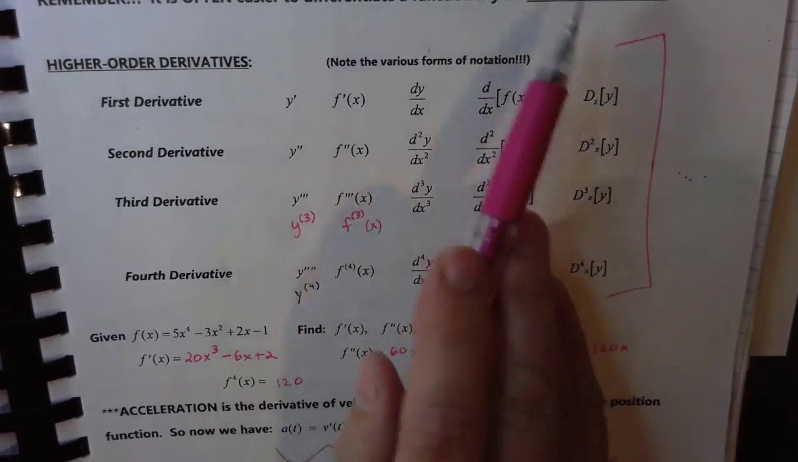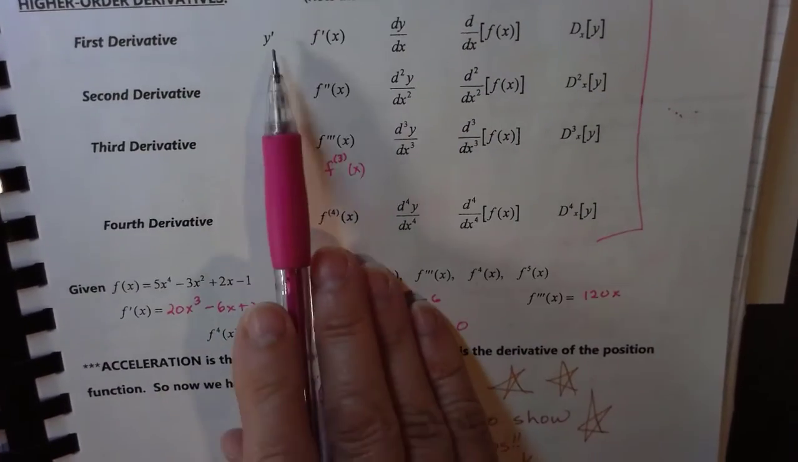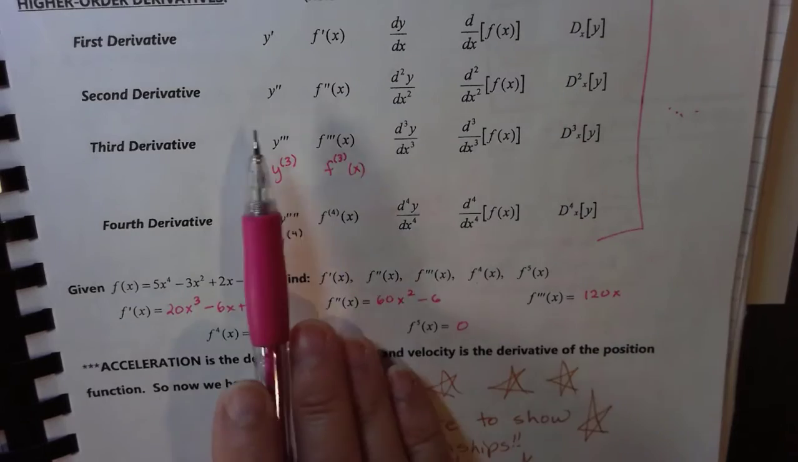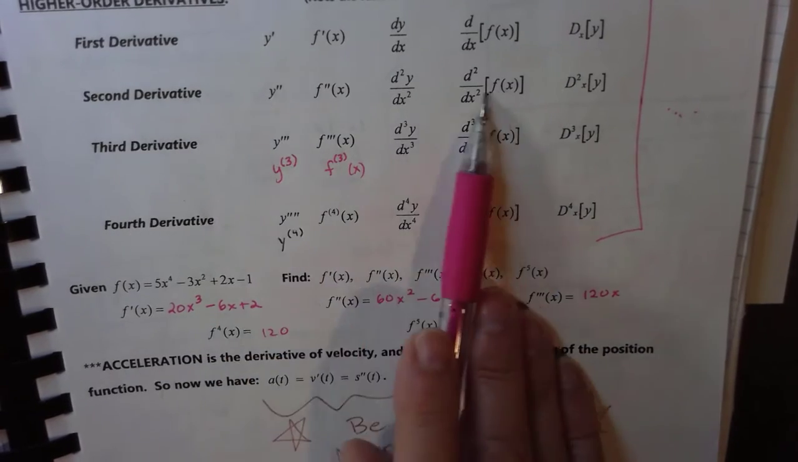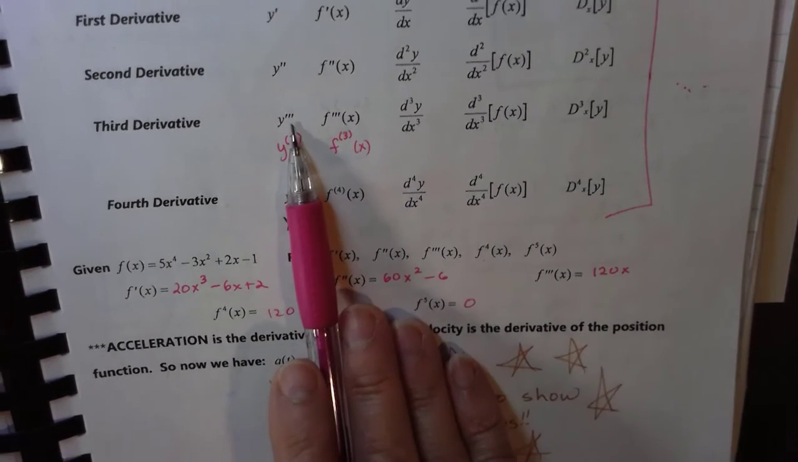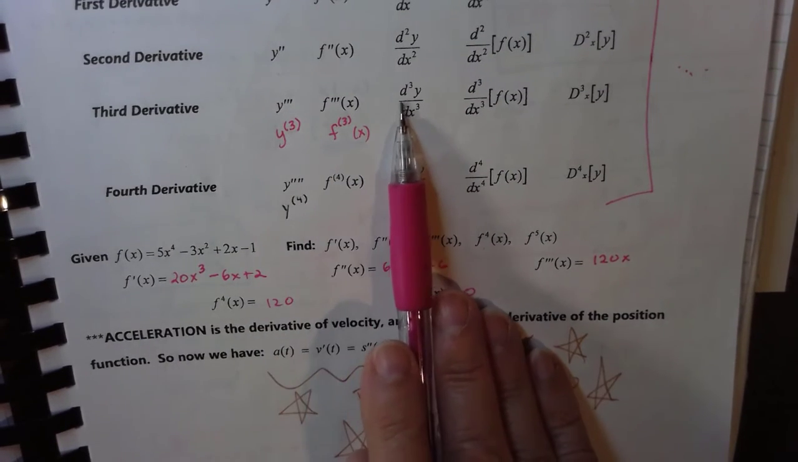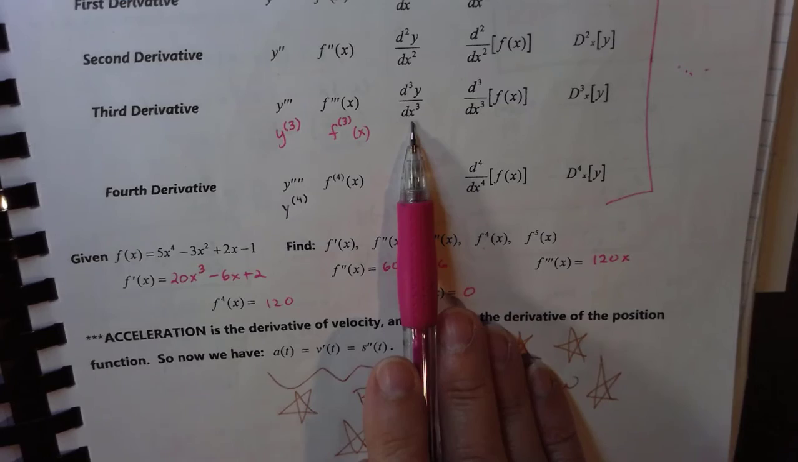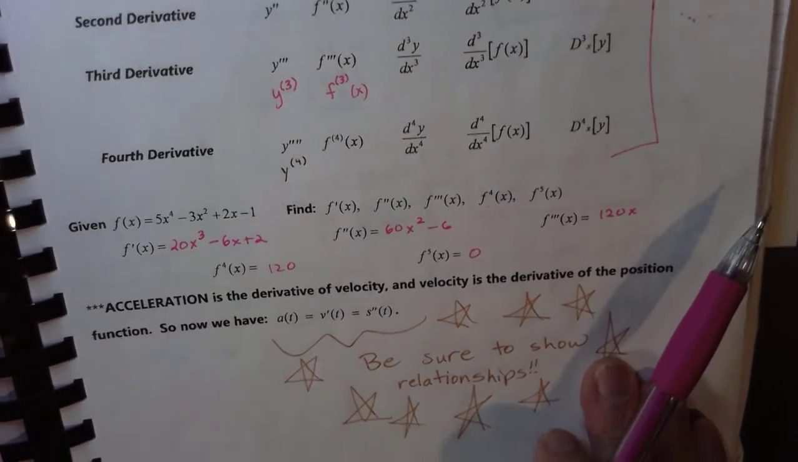Also, you need to know your higher order derivatives. This is the first derivative, how we write it. Second derivative, y double prime, d squared y over dx squared. Third derivative, d cubed y over dx cubed. Very important to know that notation.